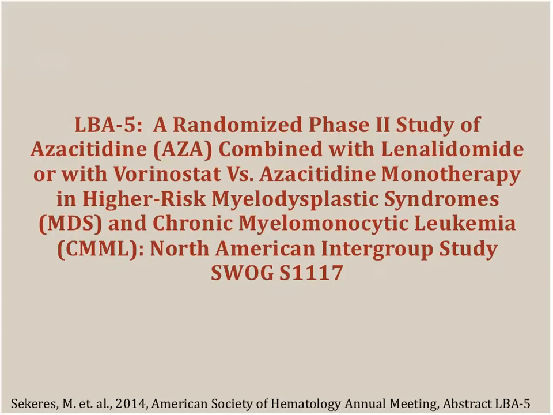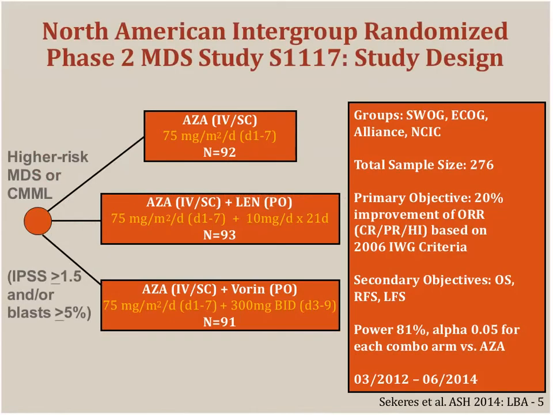This next study was a late-breaking abstract. It was a randomized phase 2 trial, an intergroup study led by SWOG. Kale Sikaris presented these data. A combination trial of 3 arms. Patients were randomized to receive either azacitidine plus lenalidomide, or azacitidine plus vorinostat. You can see the doses and schedules here.